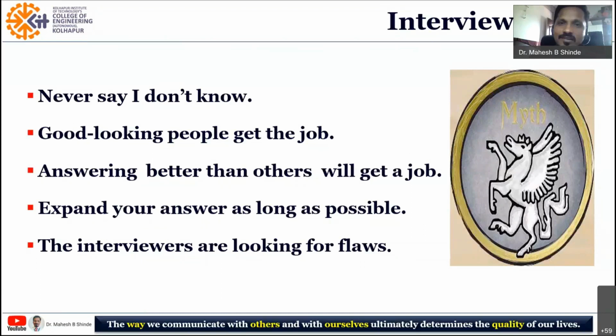We are very interested in learning about that particular incident. Then you continue. Be up to the mark. Be concise, short in the interview. The interviewers are looking for flaws. Flaws म्हणजे काय हो? Mistakes, errors, lacunas. So interviewers are there just to find flaws in you. तुमच्या फक्त चुका ते काढायला बसलेले असतात.